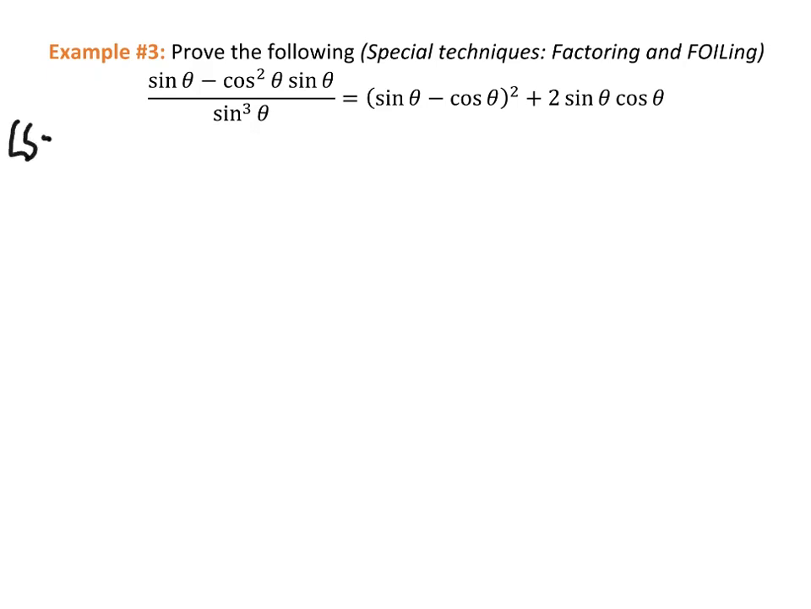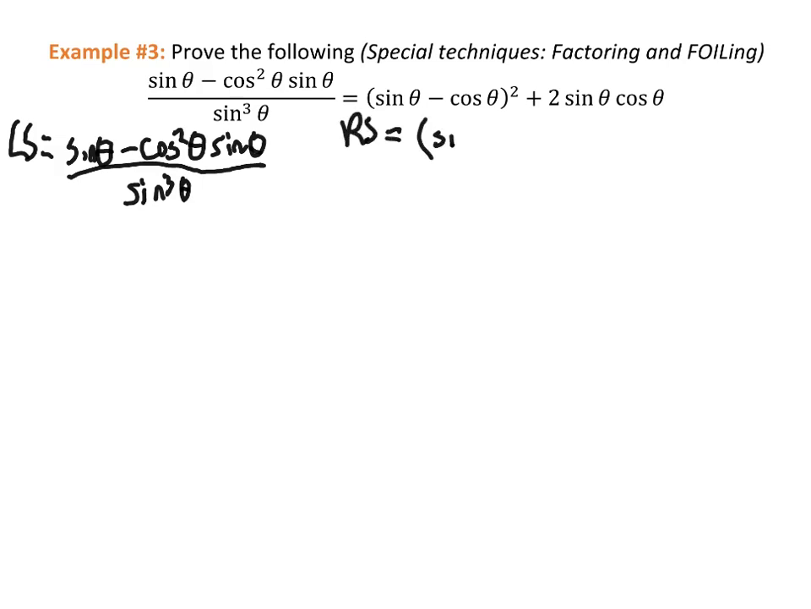We'll start out by writing the left side on its own. So the left side is sine theta minus cos squared theta times sine theta, all divided by sine cubed theta. And over here, the right side is sine theta minus cos theta all squared, and then plus 2 sine theta cos theta. All right, so draw your line down the middle.